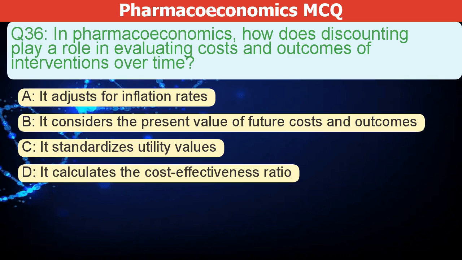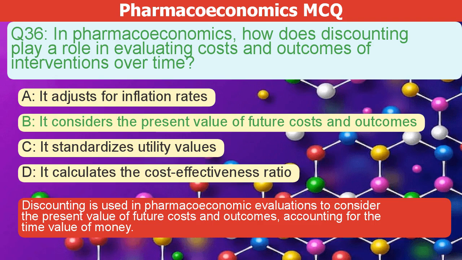In pharmacoeconomics, how does discounting affect the evaluation of intervention costs and outcomes over time? A. It adjusts for inflation rates. B. It considers the present value of future costs and outcomes. C. It standardizes utility values. D. It calculates the cost-effectiveness ratio. The correct answer is B. Discounting is used in pharmacoeconomic evaluations to consider the present value of future costs and outcomes, accounting for the time value of money.